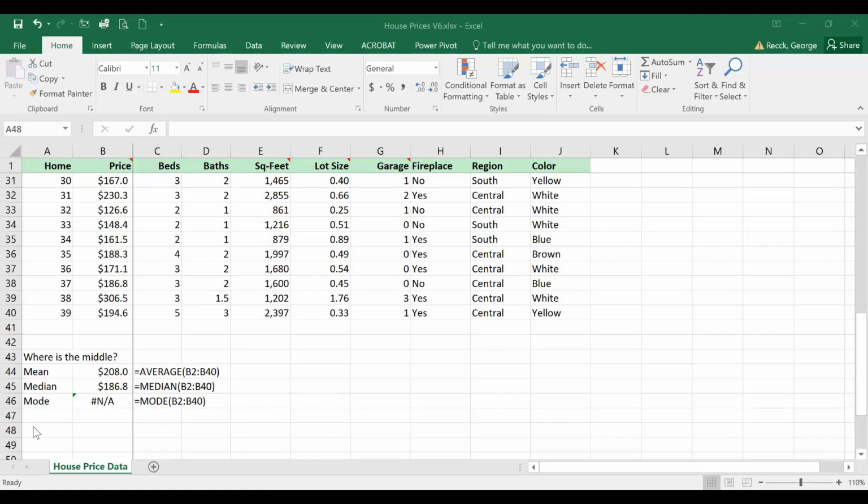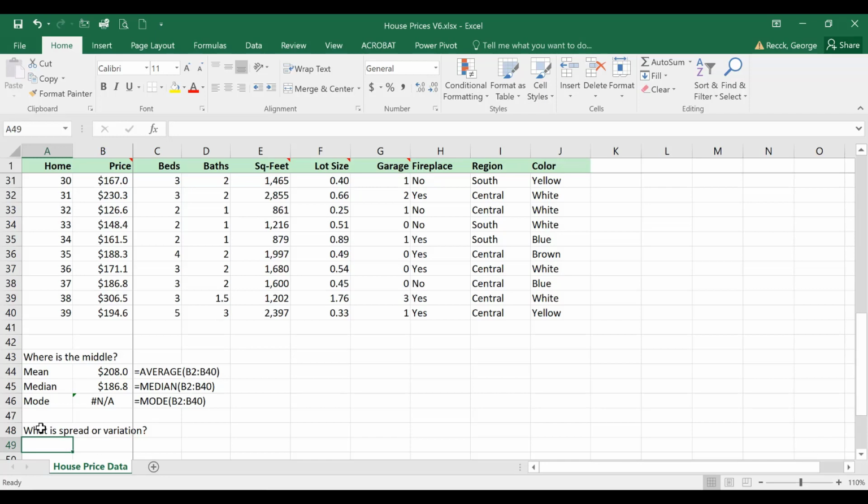Okay, welcome back. Now, this time, because the next segment is highly related to what we just did, I'm going to stay with housing prices V6 and just add to it. We looked at where the middle was before. Now we're going to find out what is the spread or variation.